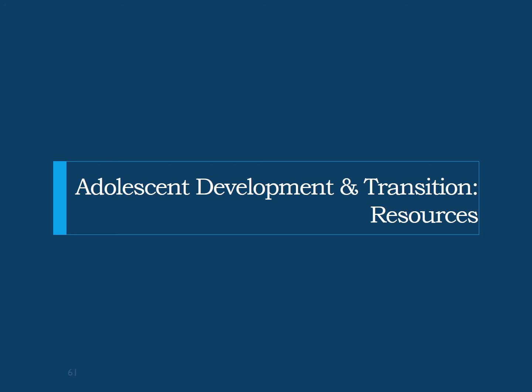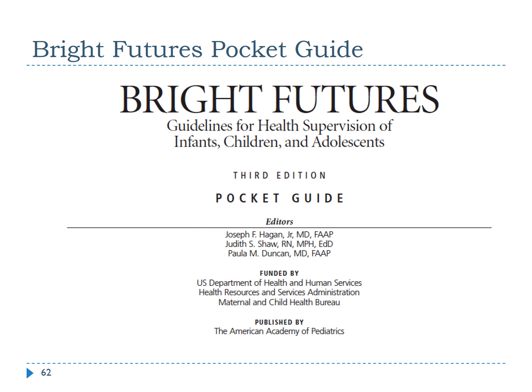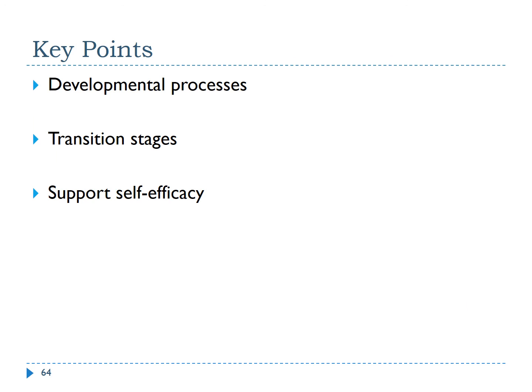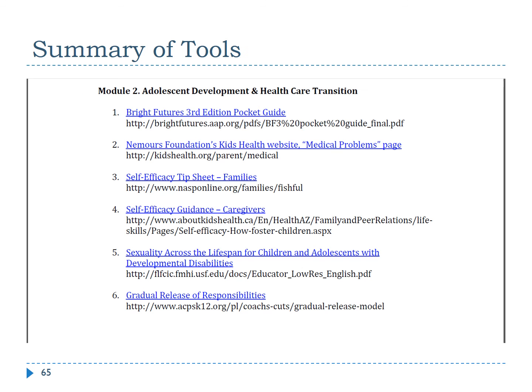Before closing this module, we will review the resources for use in your transition services. The American Academy of Pediatrics website offers many tools for implementing the third edition of Bright Futures. Many of the images and information in this presentation came from the third edition Pocket Guide. These tools use the gradual release framework to create age-appropriate scaffolding for students at each stage of adolescence. All students should be given an increasing level of responsibility for their own health care in keeping with their physical and cognitive limitations and strengths. Use the links from this course's toolkit to access the tools from this module.